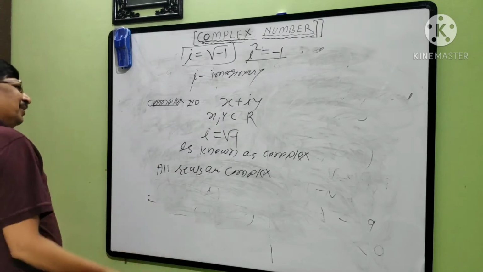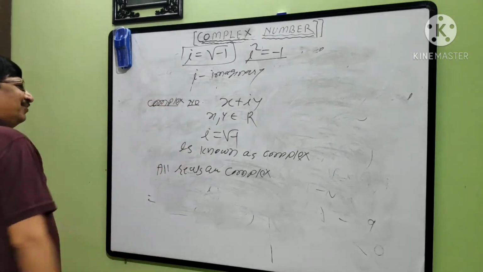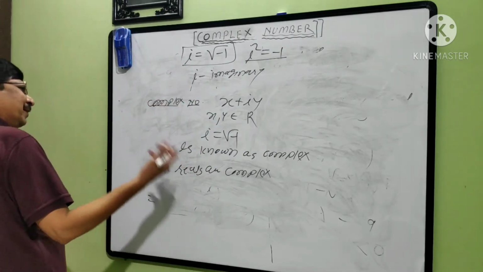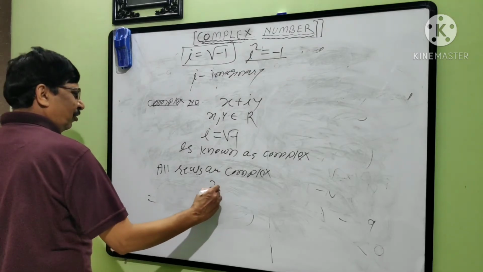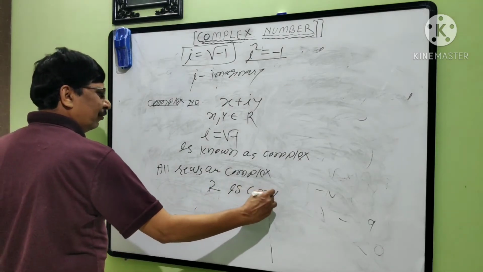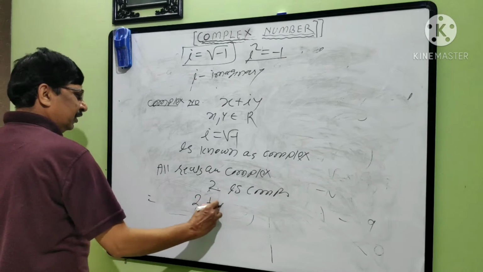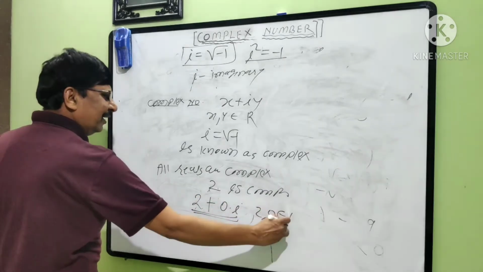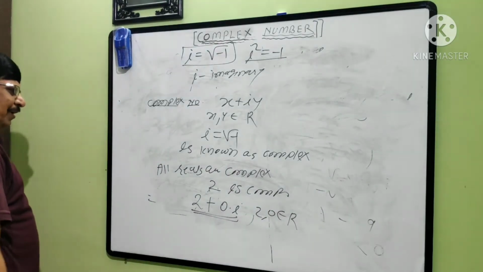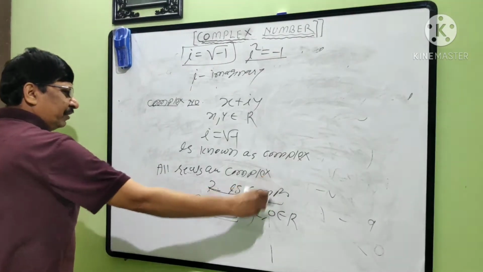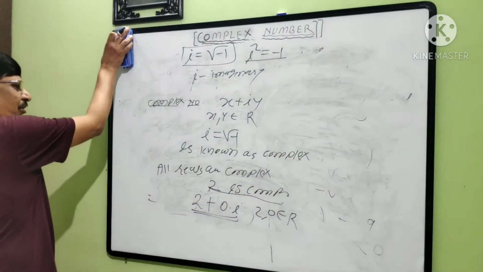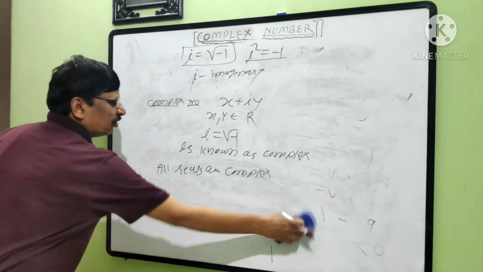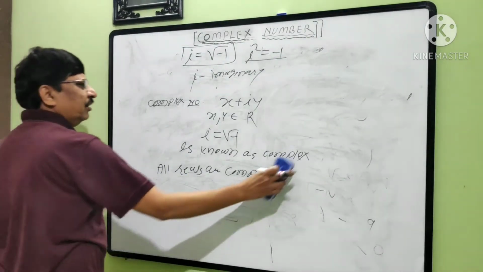These are also complex, but some extra imaginary numbers are there. But all reals are definitely complex. Why? Suppose 2 is a complex. Because we can write 2 plus 0 into i, where 2 comma 0 are real numbers, and i is under root of minus 1. Therefore 2 is a complex number. That means all real numbers are complex.